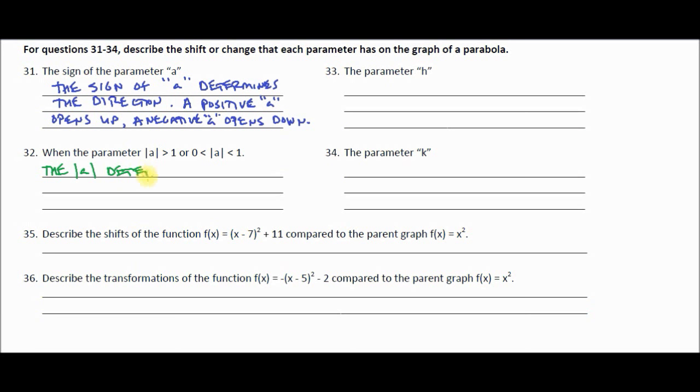determines the shape. Determines the shape. So sign of A determines direction, the absolute value of A determines shape. And then we can put when absolute value of A is, that looks like a curve, let's fix that. When the absolute value of A is greater than 1, the parabola stretches.